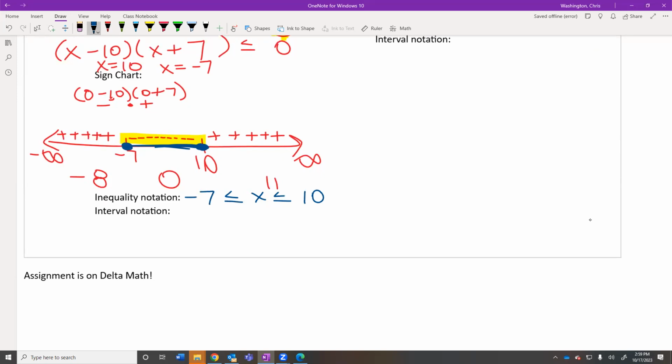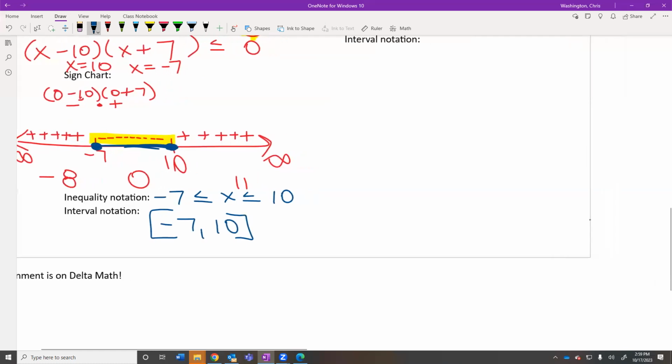I would hate for you to miss that problem because one of the answers was also -7 and 10, but they used just less than instead of less than or equal to. It definitely has to be equal to in this case. And in interval notation, -7 to 10, and both of those will get brackets because they're both included in the interval.